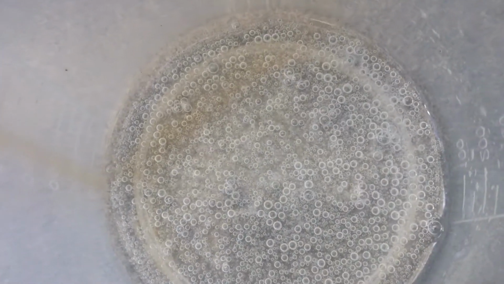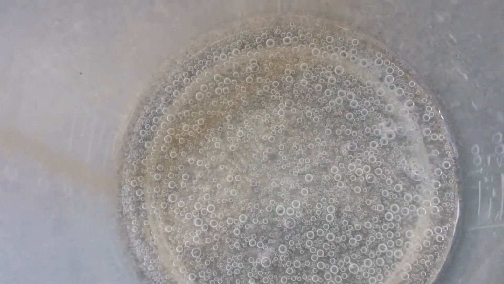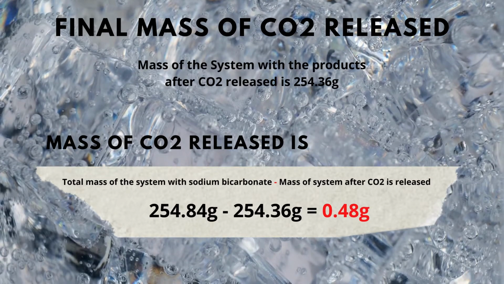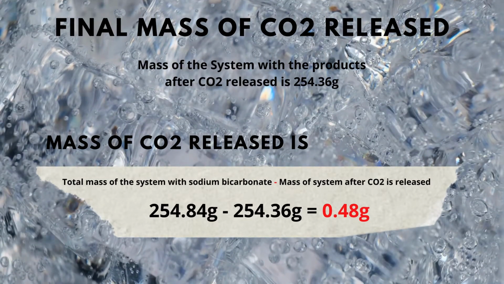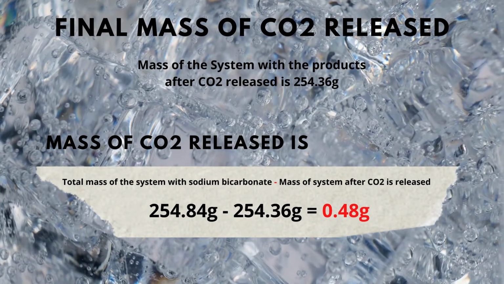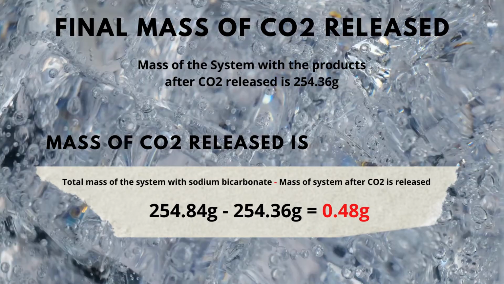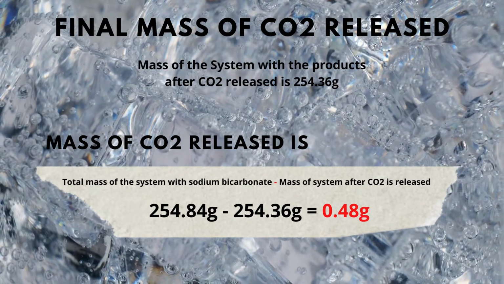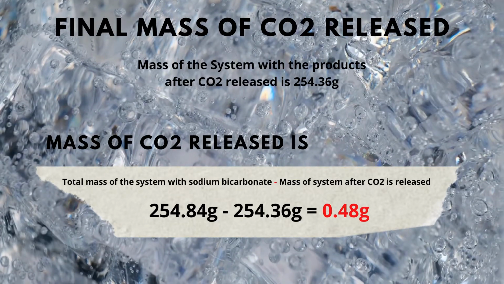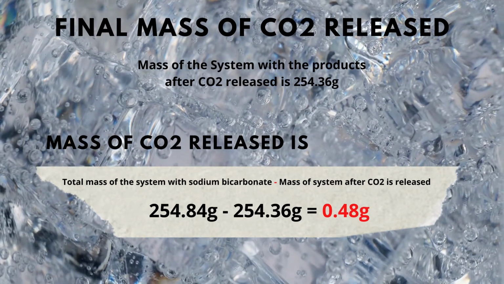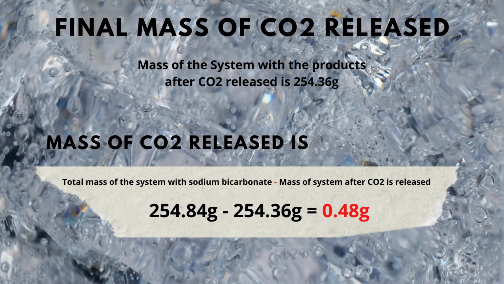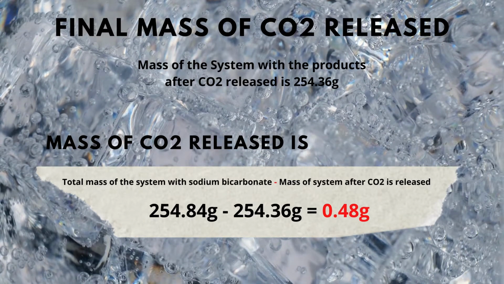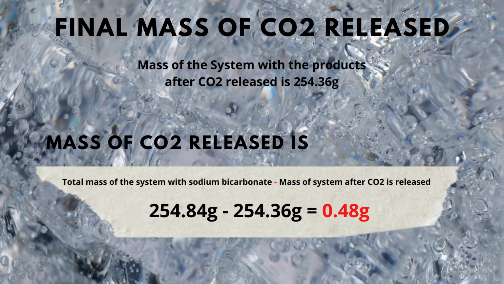After a few minutes, we can finally determine the final mass of carbon dioxide released. So the mass of the system with the products after CO2 is released is 254.36 grams. Now to determine the mass of CO2 released alone, we have to subtract the mass of the system after CO2 is released from the total mass of the system with sodium bicarbonate and acetic acid, which is 254.84 grams minus 254.36 grams. We have a total mass of CO2 released of 0.48 grams.